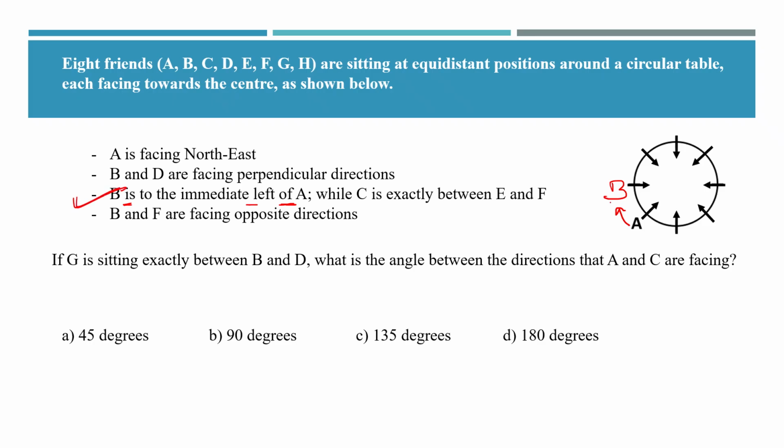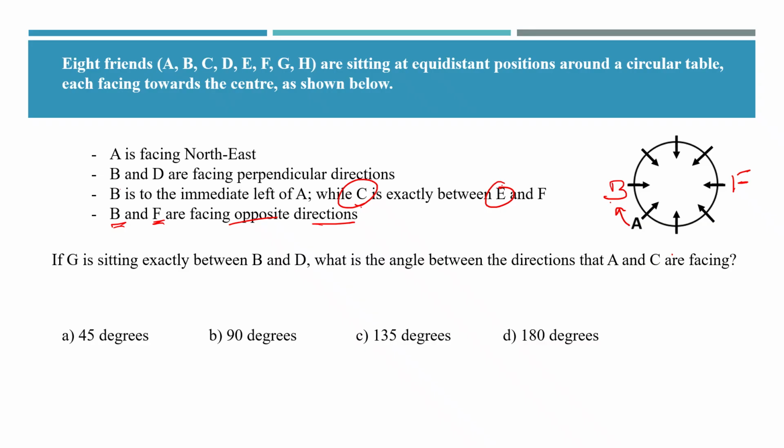I'm done with the third condition, while C is exactly between E and F. We'll wait for this as we have no idea about E and F. So now the next condition is that B and F are facing opposite direction. Done with F. So I want to go with E and C. In that case, I don't think I can give E here. I can't give E. Let me wait for the next condition.